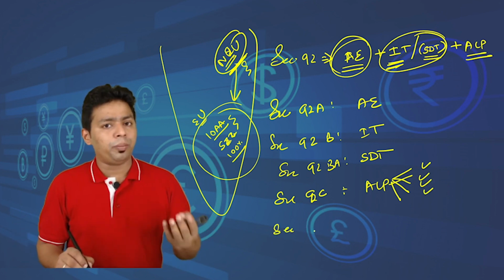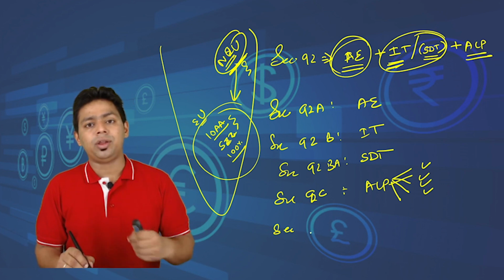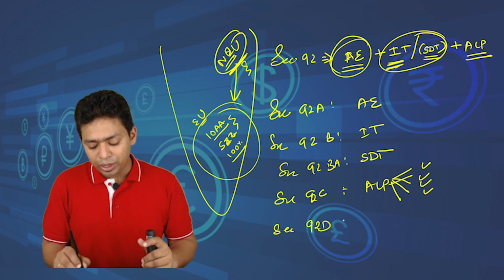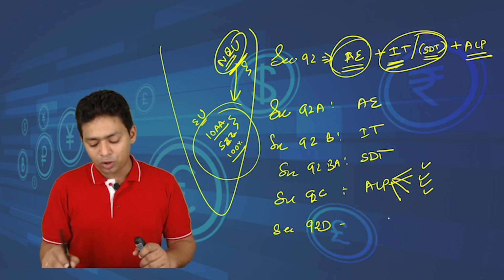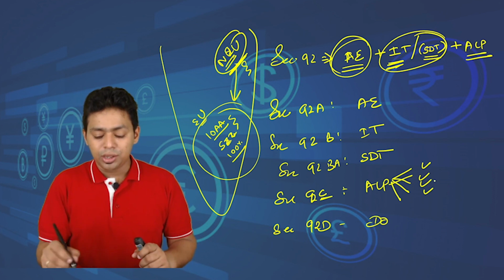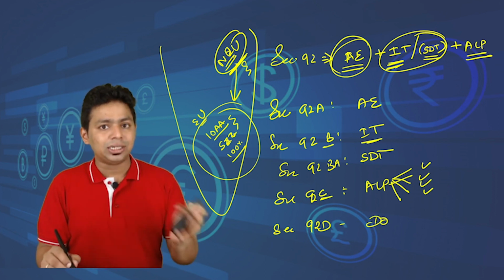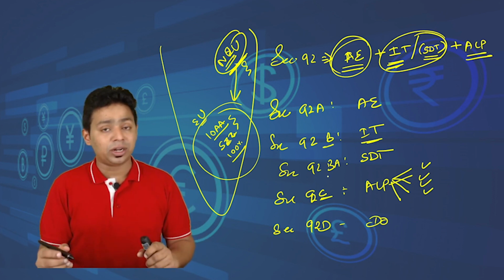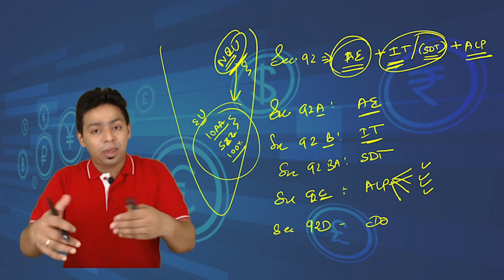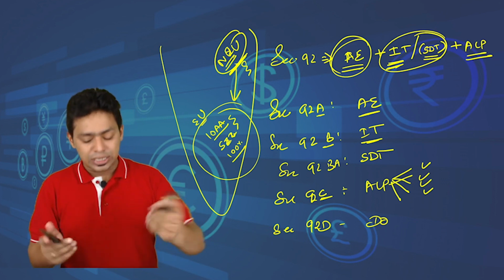Whenever you do business at an international level, the government has to keep a close watch on you. So they say you have to maintain a lot of documents. D stands for documents, C stands for computation, B stands for business, that is international transaction or specified domestic transaction, and A stands for associate enterprise. So this is kind of the ABCD of international taxation.